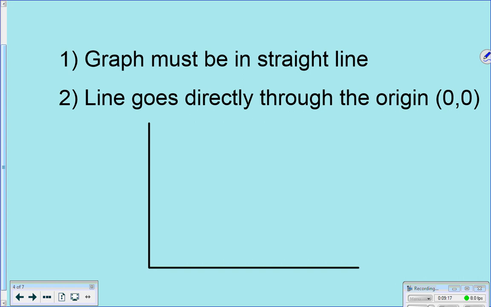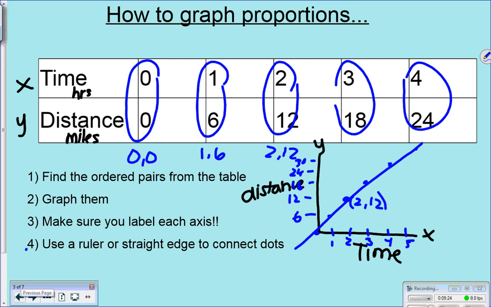If you've got a little ruler, use that. It does not matter. So now let's look at this. If I go back here and look at the one I just made, is this in proportion? Yes, I know it. It's straight and goes to the origin.